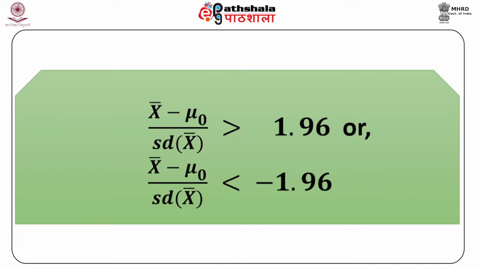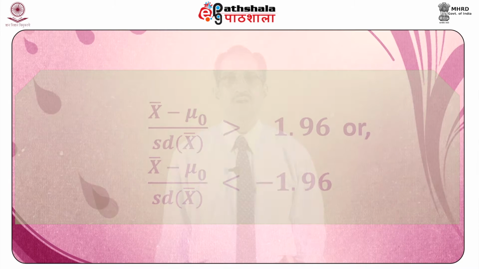We can make a simple rearrangement of this expression, and it would lead us to x bar minus mu 0 upon the standard deviation of x bar greater than 1.96, or x bar minus mu 0 upon the standard deviation of x bar less than minus 1.96. Admittedly, we can term the left hand side as the z statistic. Therefore, we reject the null hypothesis when modulus z is greater than 1.96.